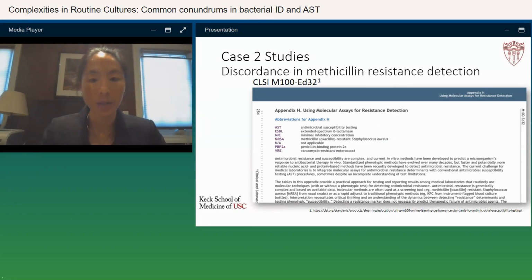Okay, so now I want to get into a few learning points. Number one is that there's really good guidance, especially published in the CLSI M100 Appendix H. It goes through a lot of scenarios in which the molecular assay for resistance detection is concordant or discordant with phenotypic tests. And MRSA is just one of the many organisms covered in Appendix H.